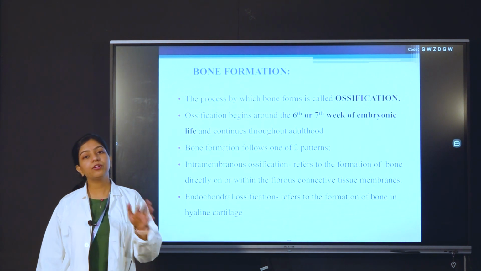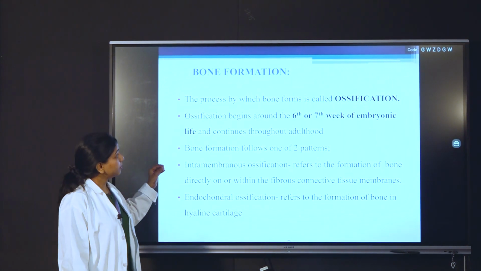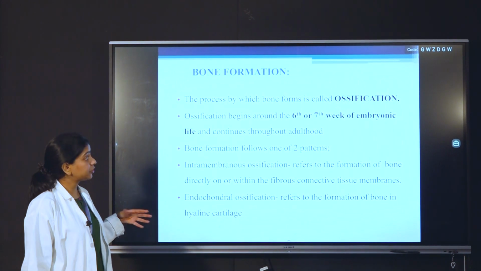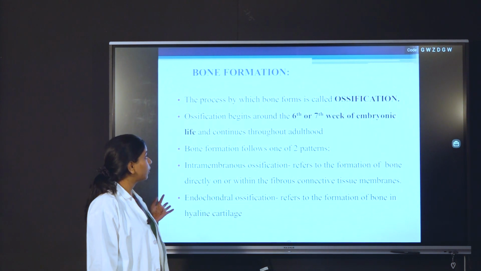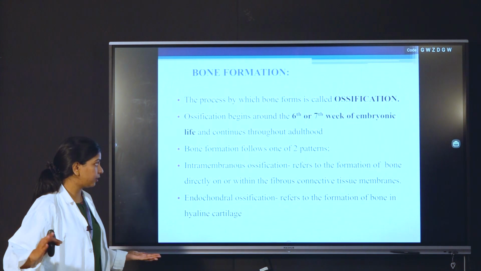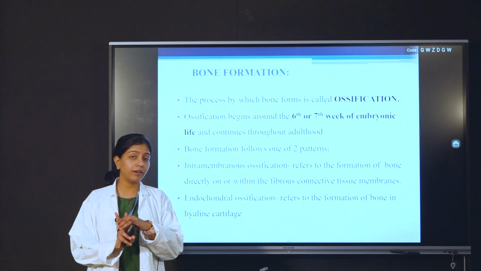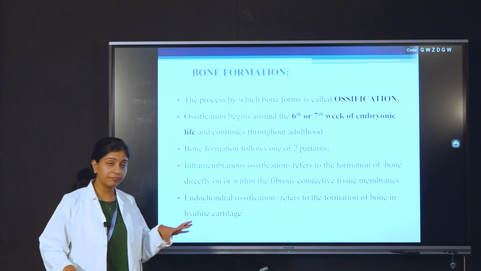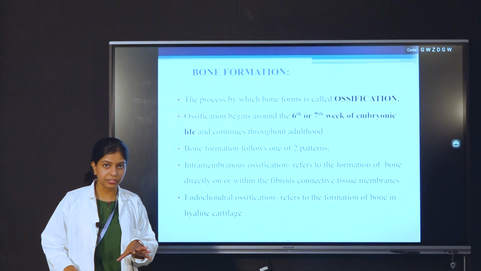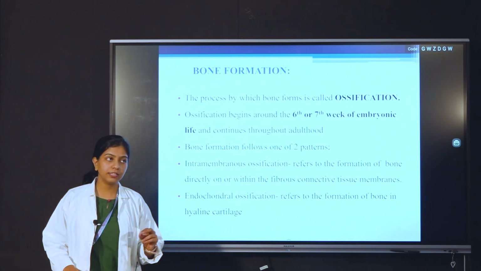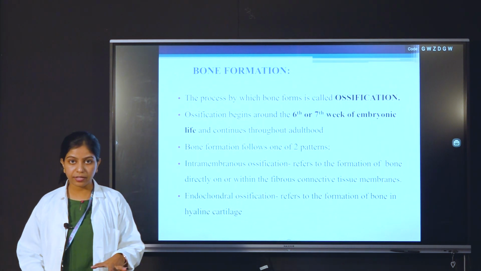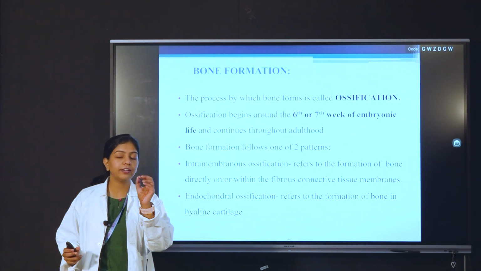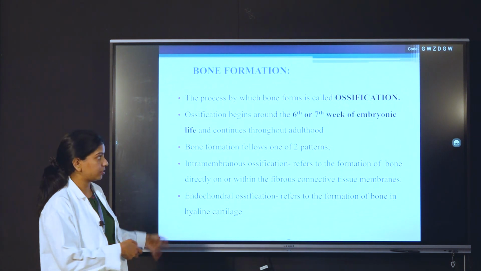So talking about how bone formation takes place, the process by which bone formation occurs is known as ossification. This ossification begins around the 6th or 7th week of embryonic life and continues throughout adulthood. There are basically two processes by which bone formation occurs: intramembranous ossification and endochondral ossification. One thing we have to remember is most parts of the maxilla and mandible undergo intramembranous ossification. Only the tip of the coronoid and the condylar process undergo endochondral ossification.